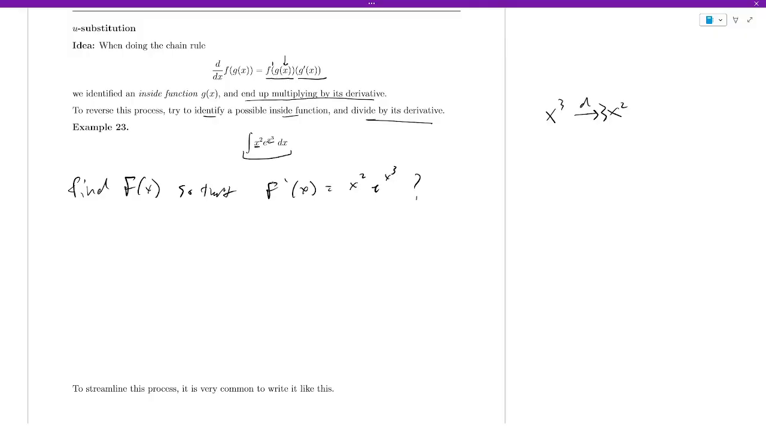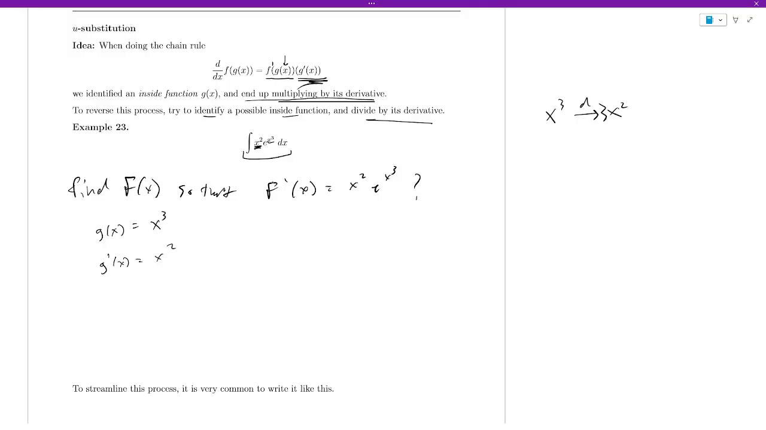I can think, okay, what could my inside function possibly be, right? Probably this x cubed thing, because in the chain rule we multiplied by the derivative. So here we have this x squared getting multiplied on the outside. So that probably had to be the g prime, right? g prime of x, the thing we multiplied on the outside, had to be x squared. And so my original g had to have been x cubed.